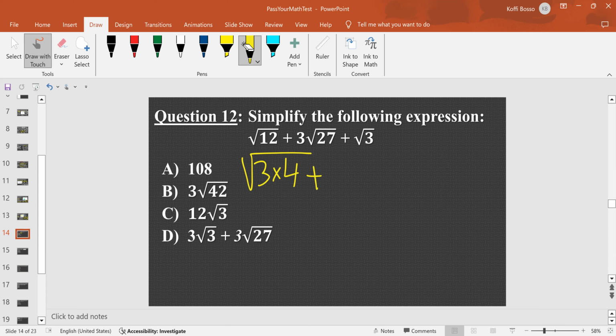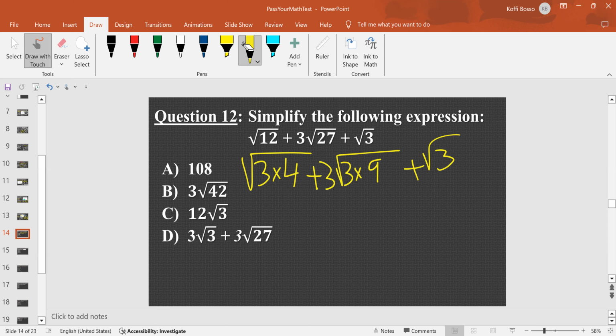Plus, we do the same thing for the square root of 27. Can we find a perfect square in this, multiplied by another number, that gives you 27? It has to be multiplication. And yes, if I take a 3, I multiply by 9, I get 27. Okay, plus the square root of 3. So the square root of 3 will stay like that because 3 is not a perfect square.